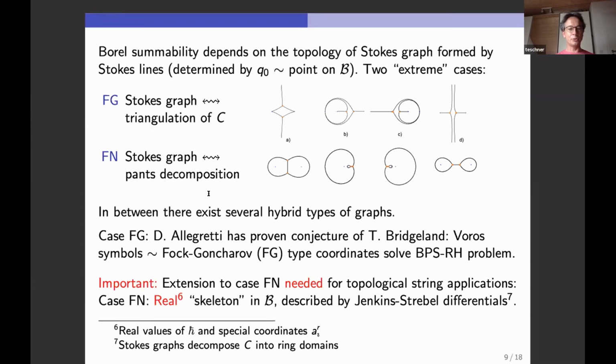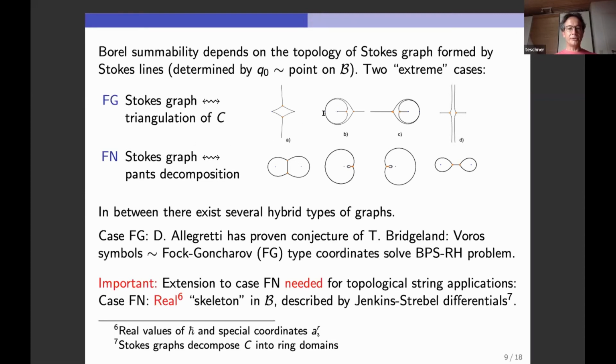They are associated to corresponding types of coordinates. So Voros symbols would then always correspond to coordinates. In one case, they're known to correspond to the Fock-Goncharov coordinates. That's what is associated to triangulations of C. And in the other case, as was also pointed out in work of Hollands and Neitzke, we have Fenchel-Nielsen type coordinates. That is, coordinates which restrict, when we go to a real slice, to the Fenchel-Nielsen coordinates from Teichmüller theory.